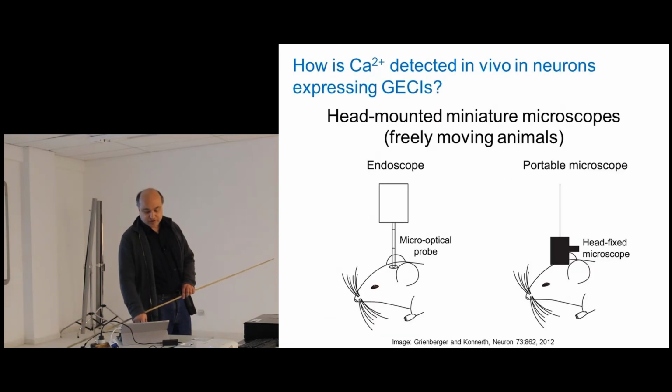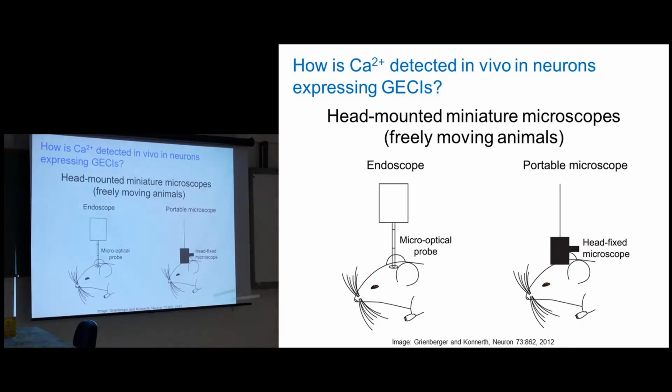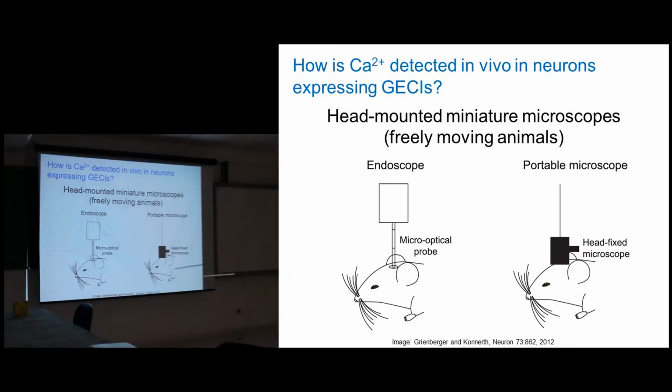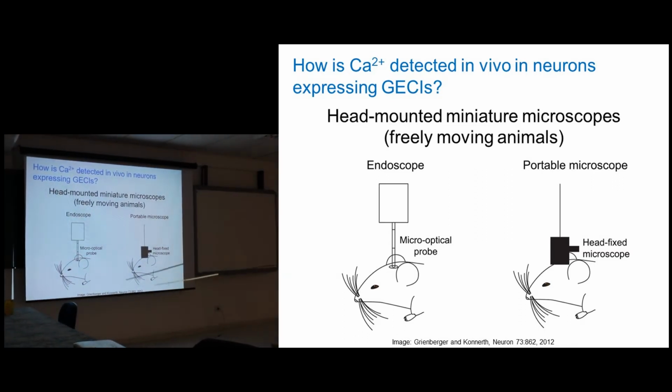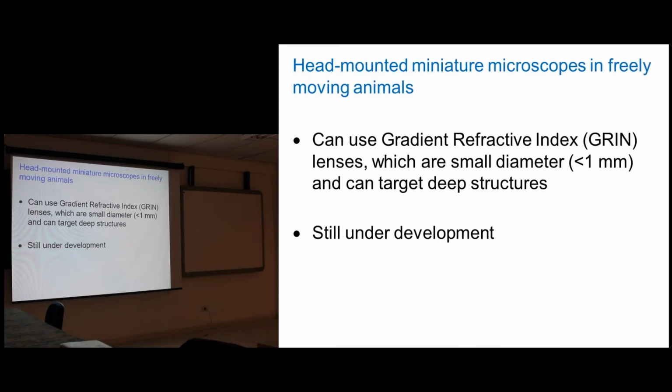But people are actually developing. This review that I took this image from was published in 2012. And in the last 6 years, there have been several developments along these lines where people have made, they're called either endoscopes or portable microscopes that allow you to do essentially two-photon microscopy with these very miniaturized systems. And the idea is ultimately to be able to do this in behaving animals. And there are a few labs that can do this, but it's still very rare because for a variety of different reasons, it's technically extremely challenging.